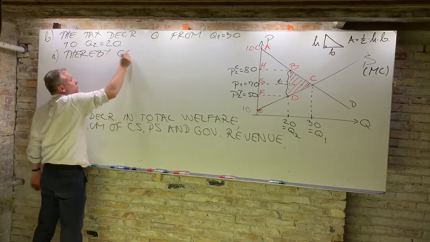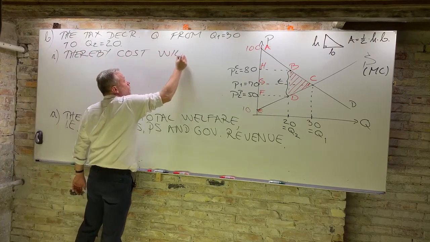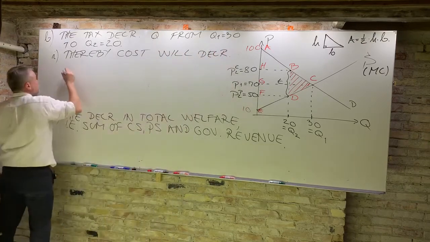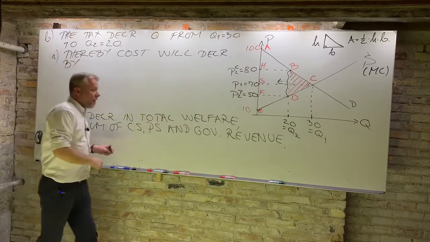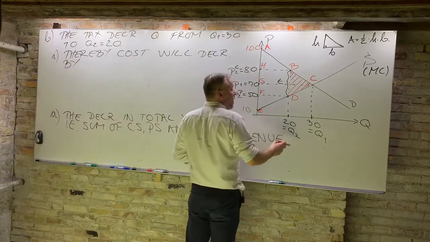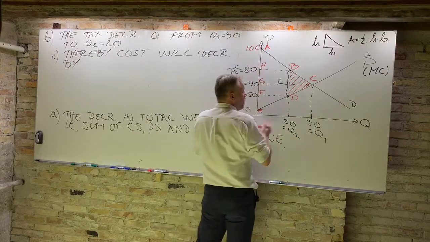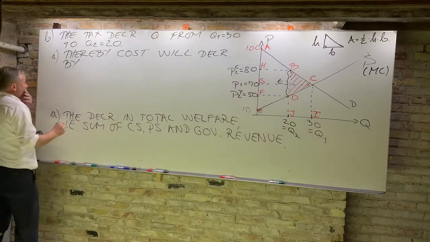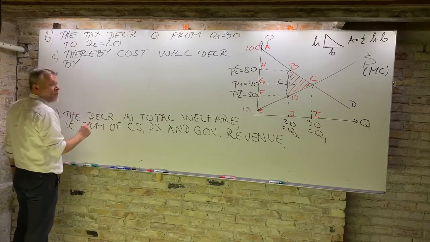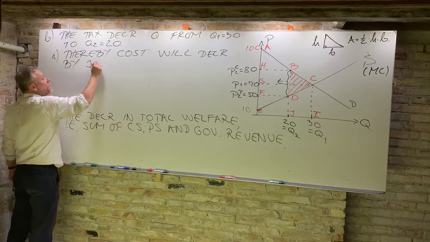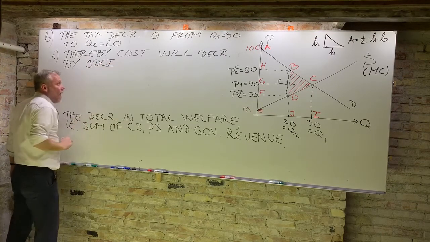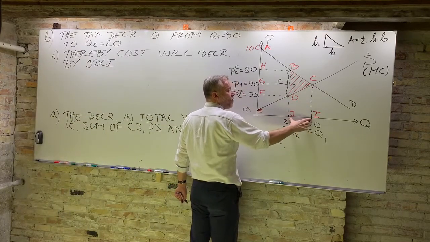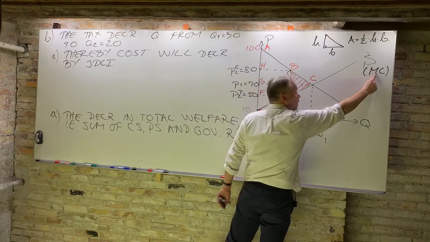Thereby, cost will decrease by, and then I need to put 2 additional letters on my sketch here. I, J. And then I will write here that costs will now decrease by J, D, C, I. This area here, the area between the 2 quantities underneath the marginal cost curve.